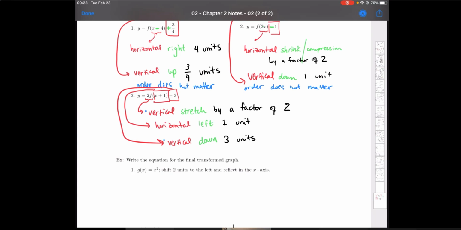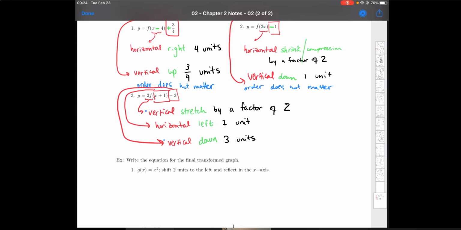Because remember that if you take stuff and you stretch it vertically, nothing changes with your x-intercepts. But when you push everything down 3 units, that is going to affect your x-intercepts. And likewise, if you take everything and push it down first, your x-intercepts change, and then you stretch, that's going to have a different effect than doing it the other way around. So we have to think about this, right?